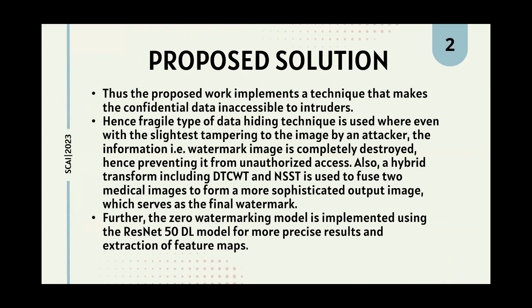So what solution have we proposed to this problem? The very first thing is that the confidential data should remain inaccessible to intruders. For example, if someone, as technology is so advanced, is able to change the data or take the image, that image should remain inaccessible to the intruders. So we have used a fragile type of data hiding technique. If I use the term fragile, that means if the image has been given to the wrong hands, they should not be able to view the image.